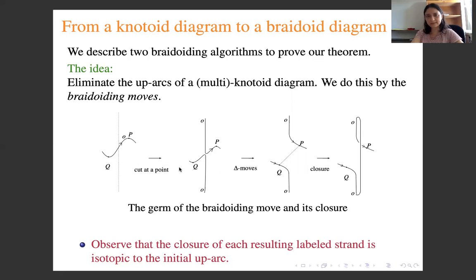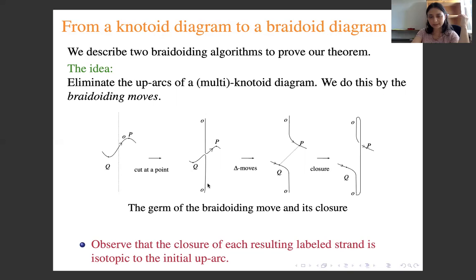It can be any point, but in this picture I cut it in the middle. So when we cut this up arc, we obtain two cut ends, and we just pull the cut ends, one to the upper line and one to the bottom line, by preserving the vertical alignment with the cut point. And I obtain this pair of corresponding ends here, and I keep the labeling of the up arc, O, on the corresponding ends.